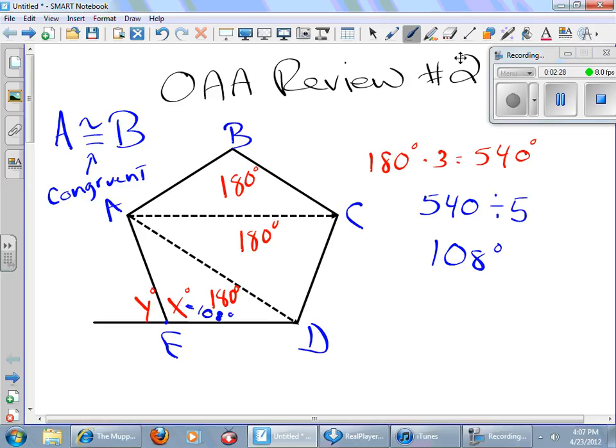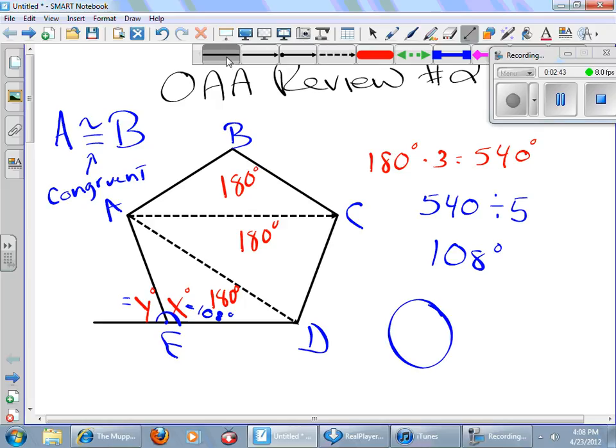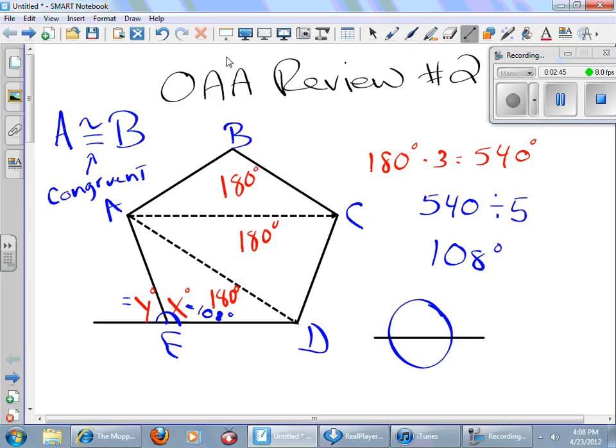Now Y is cake because I know that X and Y together make a straight line. Straight lines have 180 degrees. How do I know that? Because they're half a circle. The circle has 360. If I cut that circle in half, how many degrees are there from here to here? There's 180, half of the degrees of the circle. So if I do 180 minus 108, I get 72 degrees. So angle Y is 72 degrees.